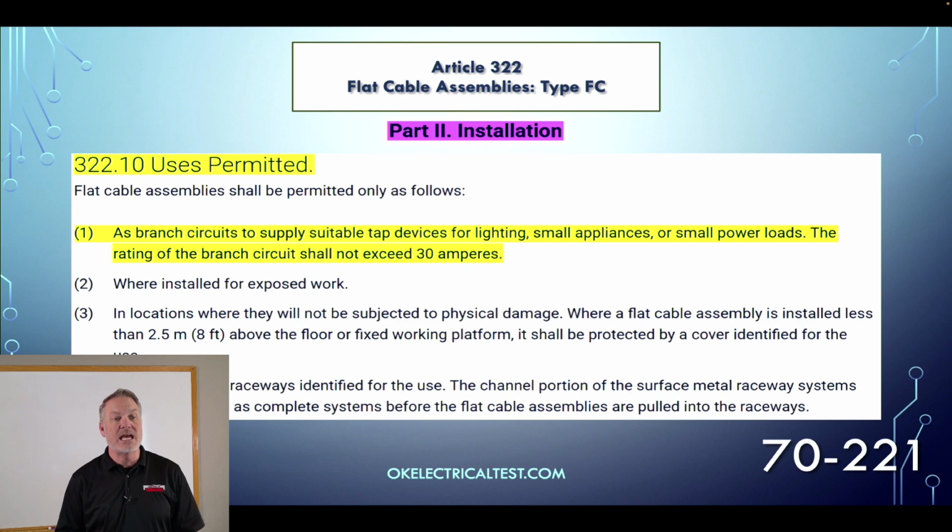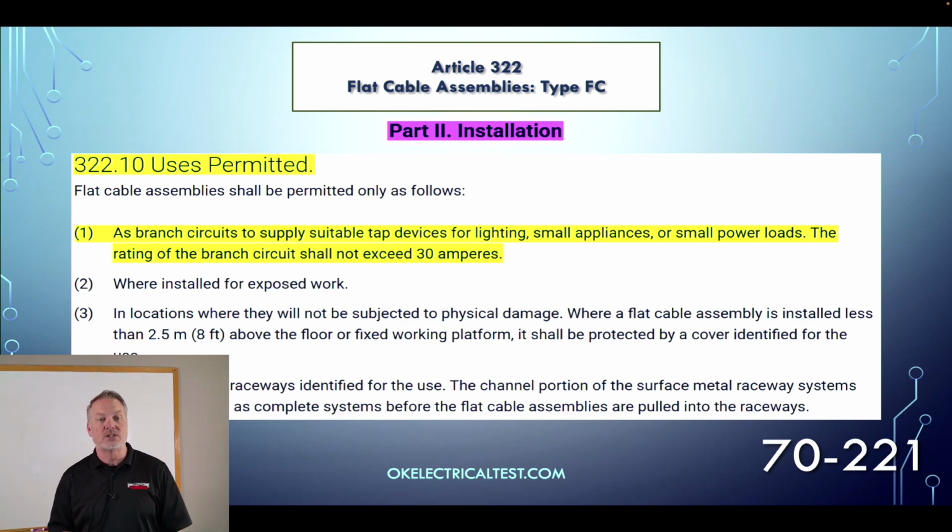Number 1 says, as branch circuits to supply suitable tap devices for lighting, small appliances, or small power loads. The rating of the branch circuit shall not exceed 30 amps. So maximum branch circuit rating, if I'm using FC cable, is going to be 30 amps.